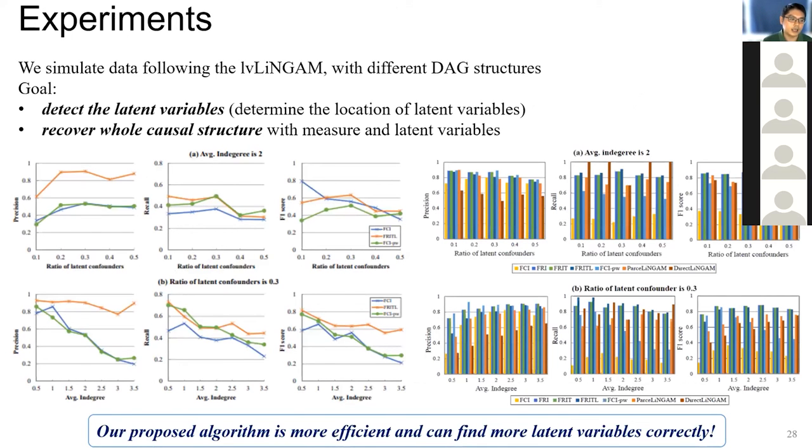We conduct some simulation experiments to show the performance of our model. We simulated the data following the LiNGAM with different DAG structures, and then we apply our algorithms on them. We aim to detect the latent variables and recover the causal structures. From these figures, we can see that our method can correctly recover most measured variables that are directly influenced by the latent variables. From this figure, we can see that our proposed algorithm is more efficient than the existing methods.